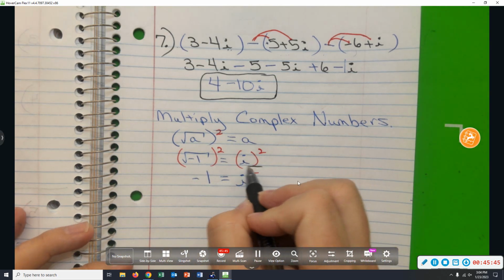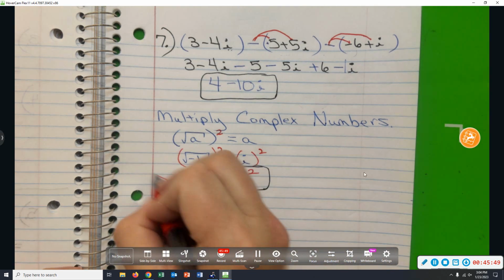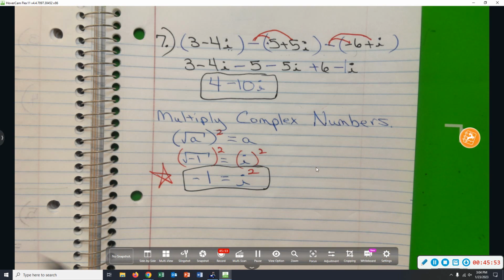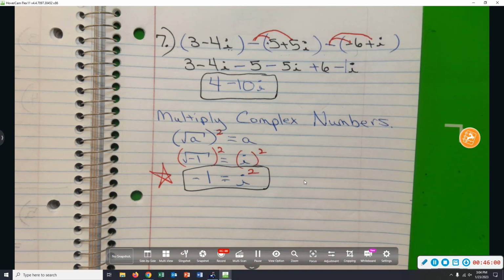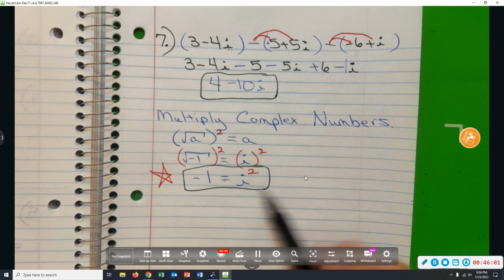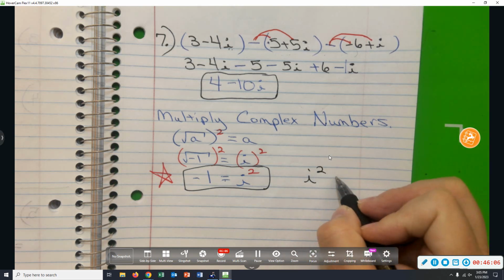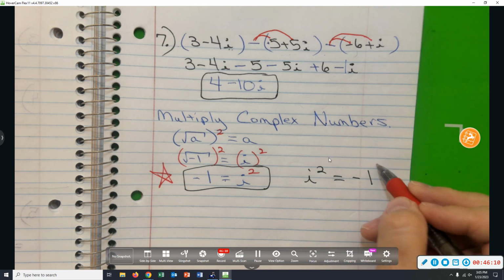Why not write a star? I'm going to box that in, and I'm going to put one of those big red stars. I'm going to write it the other way around. Equality is commutative: A equals B is the same thing as B equals A, so I'm going to write this rule with the i squared on the left side. i squared is equal to the real number -1.